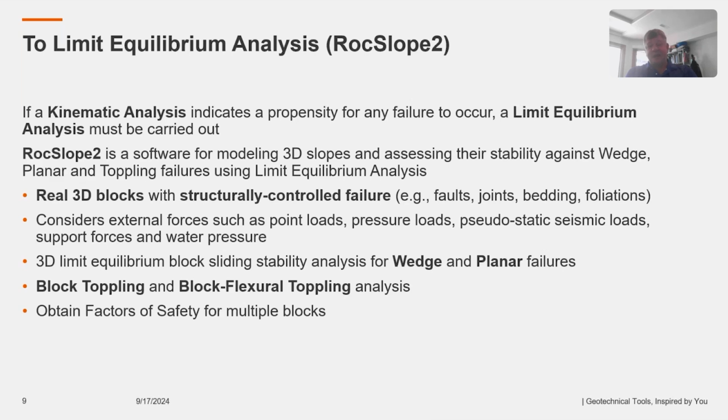RocSlope2 is the next step in this process after the kinematic analysis. If you find that kinematically you are getting failure, then you can go to a program like RocSlope2, which has the proper limit equilibrium physics. It creates blocks. It actually looks at the failure direction of these blocks. You can add loads, seismic loads. You can have water pressures. You can have complicated shear strength models, all these sorts of things in it. So it's the next step in the process of looking at the stability of your slope. Next slide.